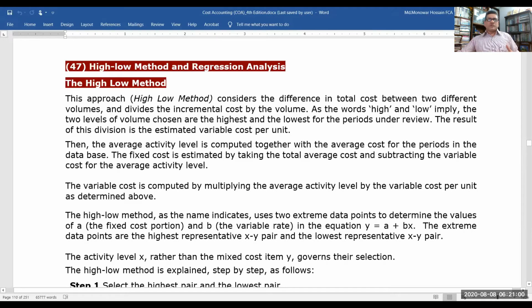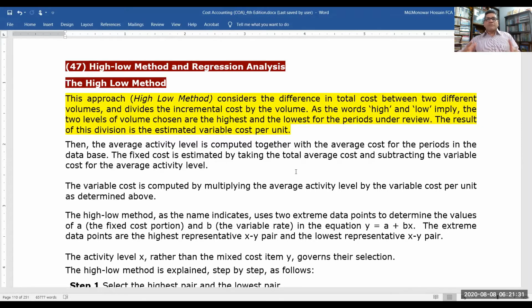High-low method. This approach takes the difference in total cost between two different volumes and divides the incremental cost by the volume difference. As the words high and low imply, the two levels of volume chosen are the highest and the lowest for the periods under review.